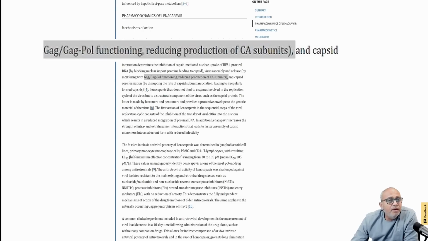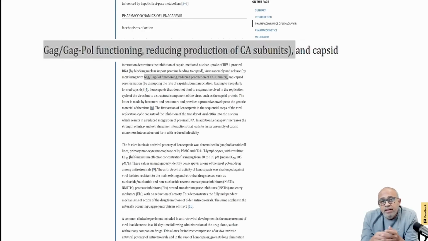GAG and GAG pole are two important viral proteins that play a key role in the formation and maturation of new virus particles. We had talked about GAG being like a trimer. GAG helps form the viral particle structure, while GAG pole is a fusion of the GAG protein with other proteins required for replication and assembly, including the reverse transcriptase and integrase enzymes. So Lenacapavir interferes with how these proteins work together, disrupting virus assembly and preventing the virus from maturing properly.